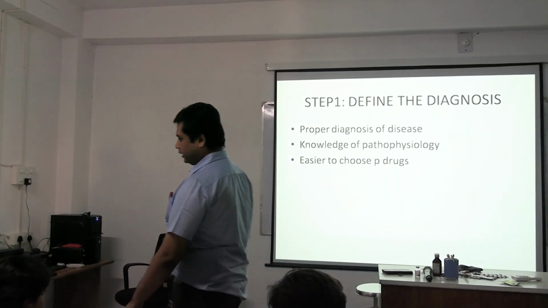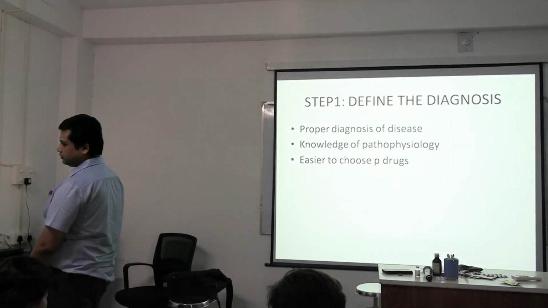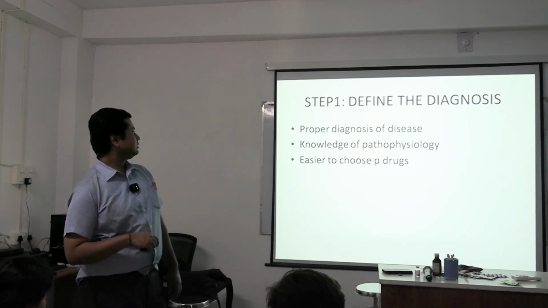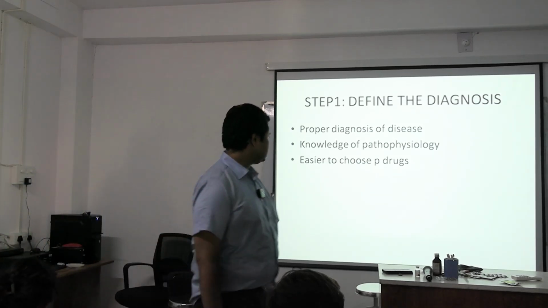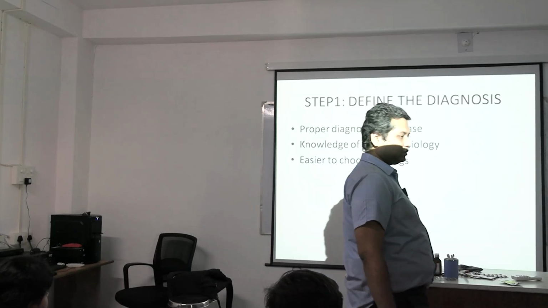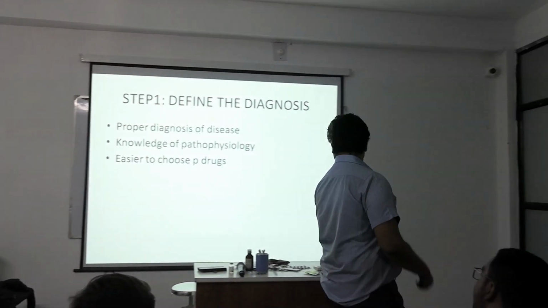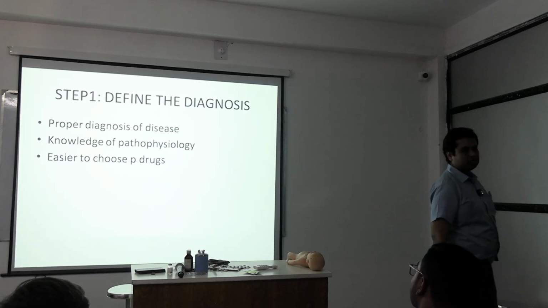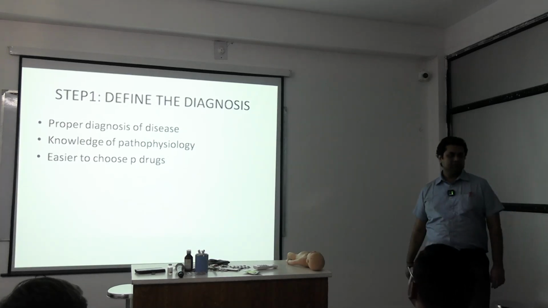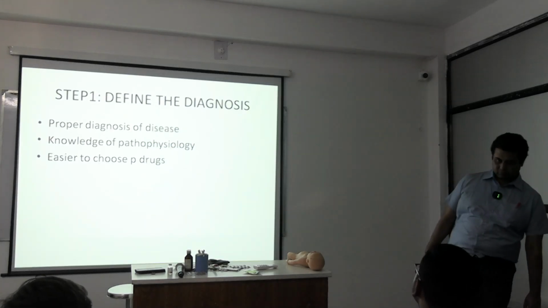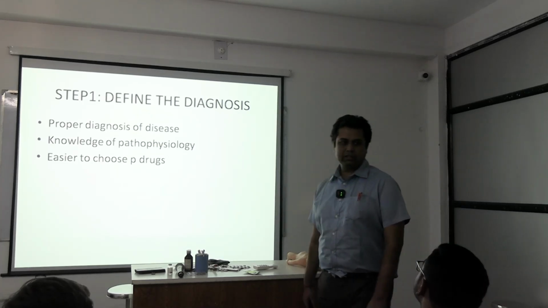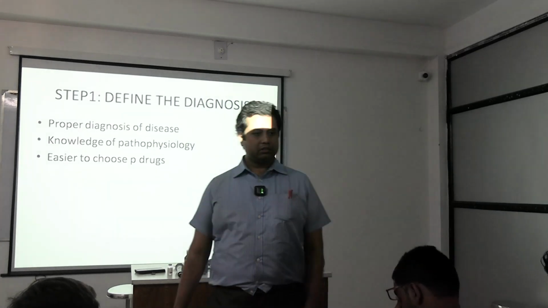So let's come to the steps of choosing a P-drug. First, proper diagnosis of the disease, knowledge of pathophysiology. So why is diagnosis important? Because if your diagnosis is wrong, no medicine can treat it.